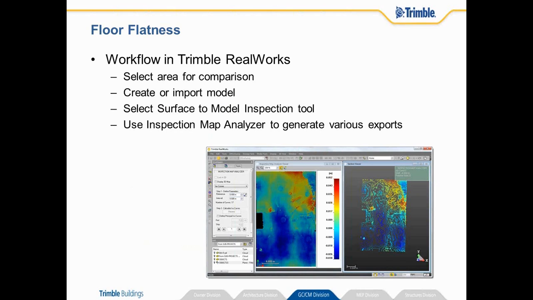So what we can do in Trimble RealWorks is we can select an area that we want to compare. We can either create a comparison plane to compare the floor with, or we can actually import the design model and compare it to that. And then we're going to select our surface to model inspection tool and compare those two surfaces, one the 3D point cloud, one the 3D model. And then we're going to use our inspection map analyzer to generate some various different types of exports based around this. So I'm going to use the software to show you how to do that.